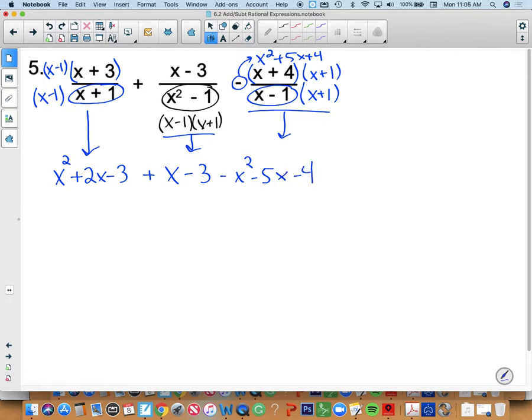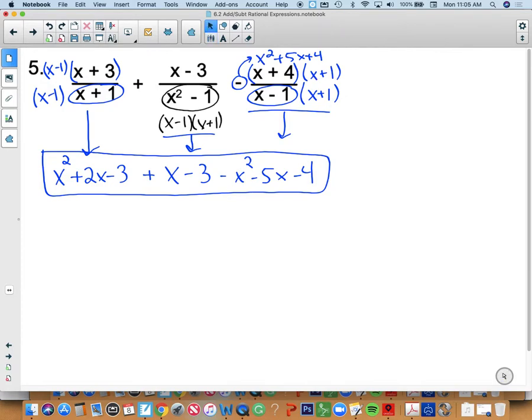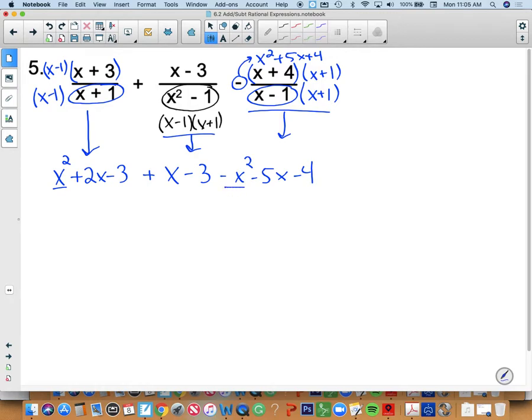So again, what I have written here, that's just the numerator. That's the stuff on top that we were working with. So you want to simplify the numerator, and then we can just rewrite the denominator. So x squared minus x squared, those are gone. That's kind of nice. We got a 2x, an x, and a negative 5x. So 2x plus x here is 3x, minus 5x is negative 2x. And then negative 3 minus 3, that's a negative 6, minus 4 is a negative 10.